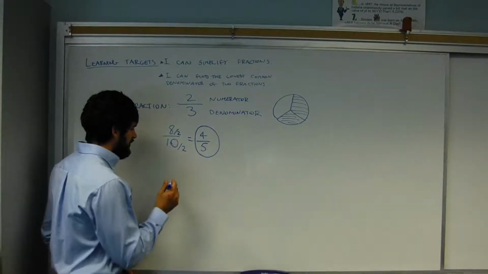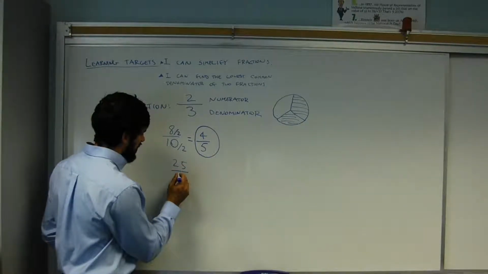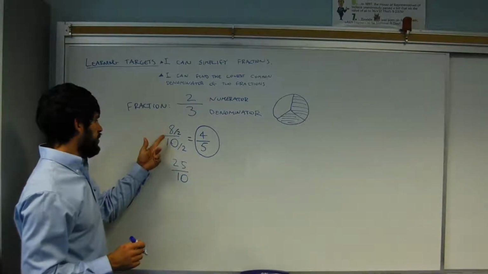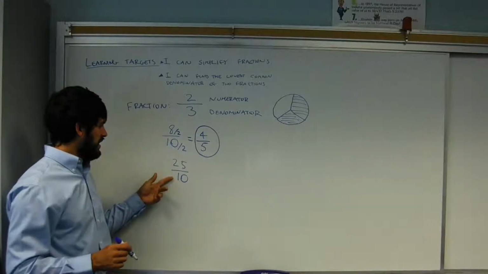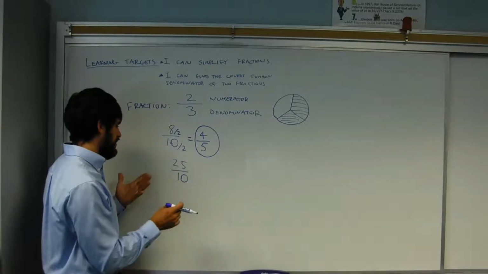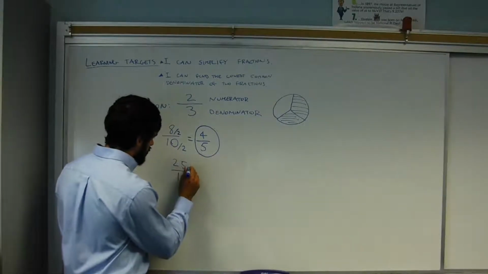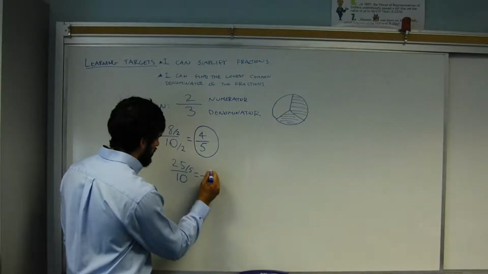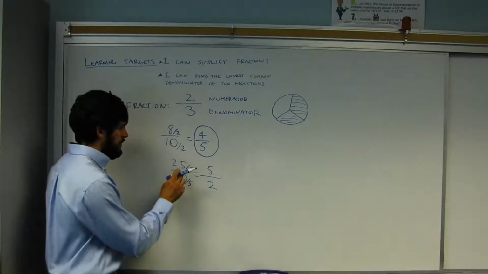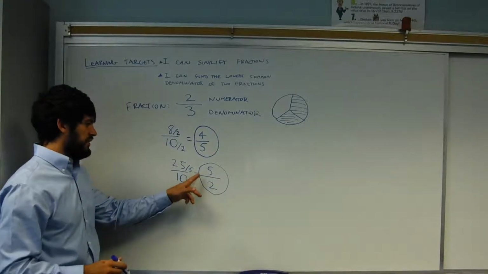So if we have, say, 25 over 10, in this case, 25 isn't divisible by 2, even though 10 is. So we're going to need to try to find another number that these might be divisible by. And that number is 5. Because 25 divided by 5 is equal to 5, and 10 divided by 5 is equal to 2. So this fraction, in simplified form, is equal to 5 over 2.